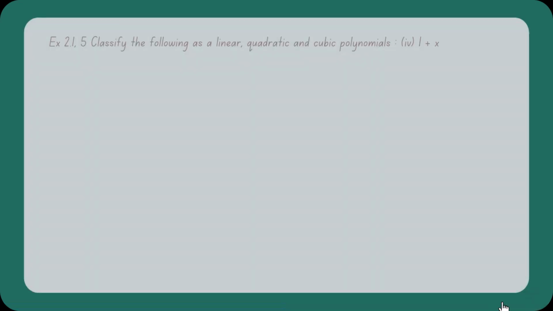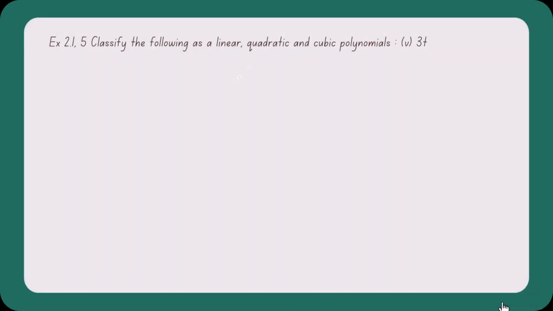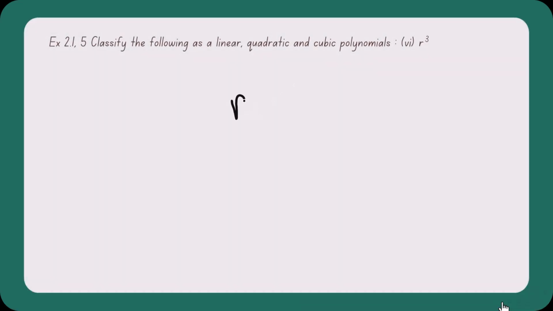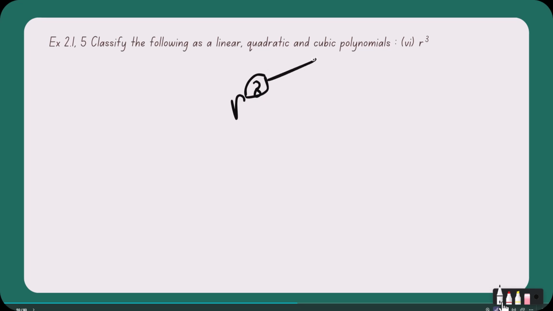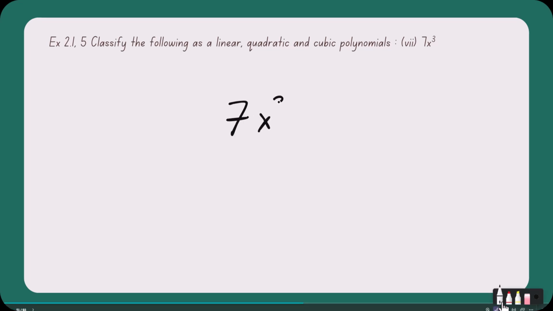Next question, 1 plus x. So it will become 1 x raised to 0, x raised to 1. 1 is the highest power or the degree. So it will become a linear polynomial. Easy. 3t. 3t means what? 3t raised to 1. So it is a linear polynomial. 1 is the degree. Then we have r raised to 3. It's a cubic polynomial because the degree is 3. All these are easy, right? Now let's see 7x cube. Again, it's a cubic polynomial because the degree is 3.